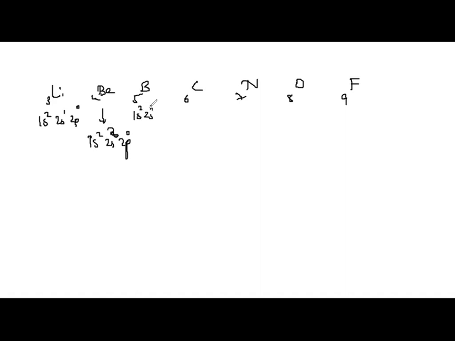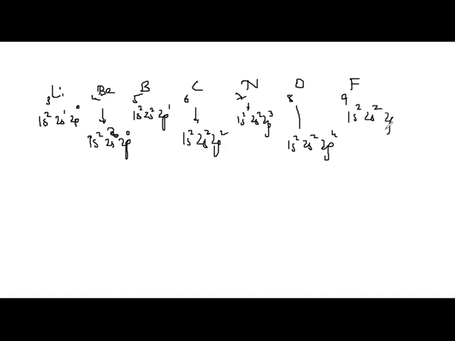Boron 1s2, 2s2, 2p1. Carbon 1s2, 2s2, 2p2. Nitrogen 1s2, 2s2, 2p3. Oxygen 1s2, 2s2, 2p4. Fluorine 1s2, 2s2, 2p5.